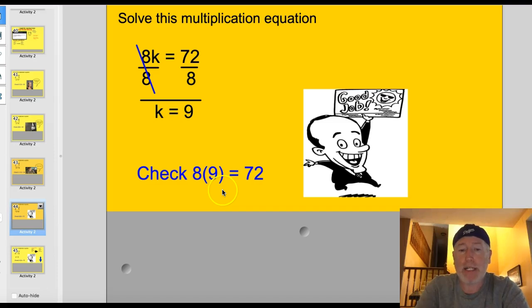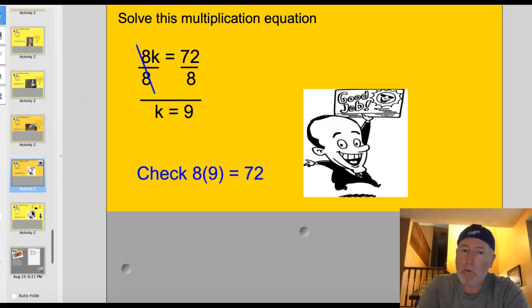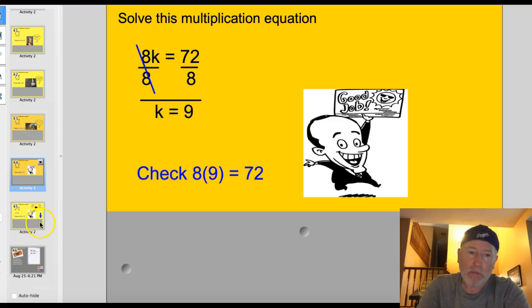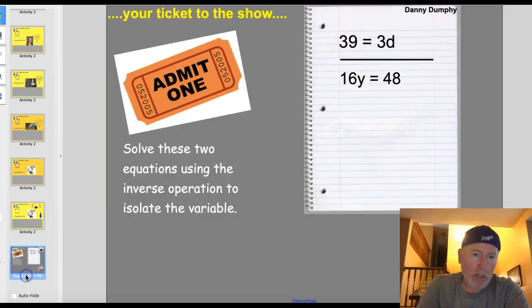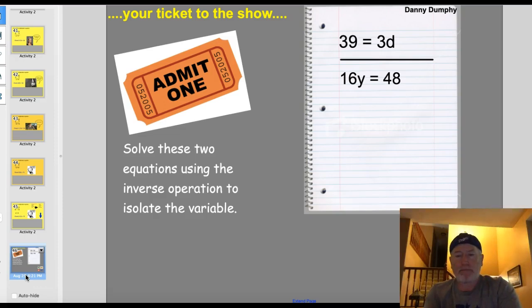Pop it in and check it. 8 times 9 equals 72. Nice, clean, compact information. This is exactly the way you have to do it. See how I've got the equal signs lined up? We'd like to do that as well. All right, let's see. I think we are just ready for the ticket to the show. Here we go. 2 problems today. Just copy those down, and I'll give you the answer to the trivia question.